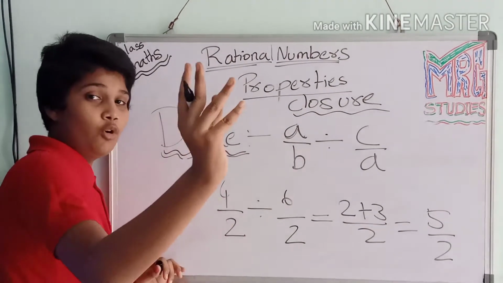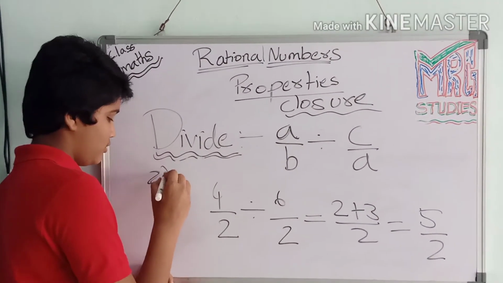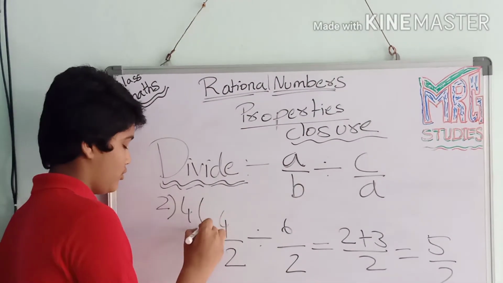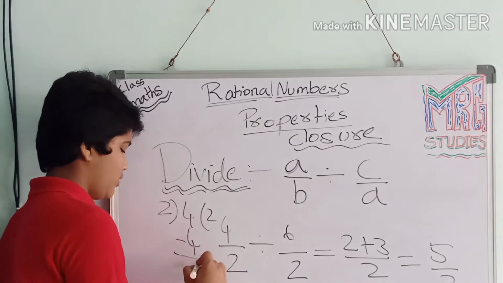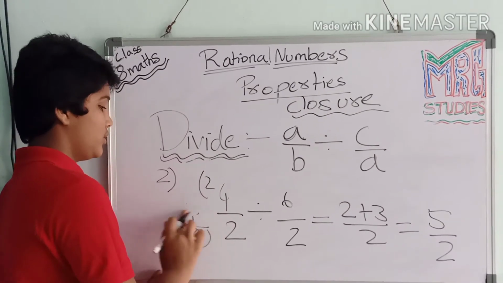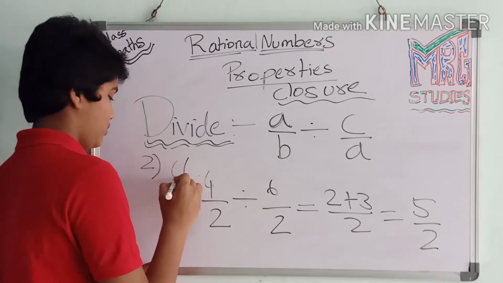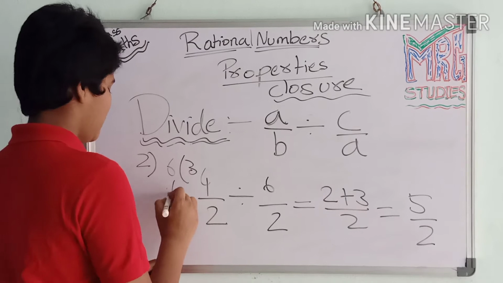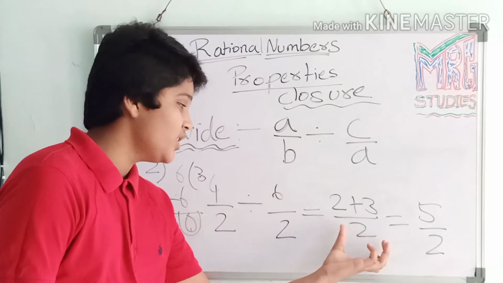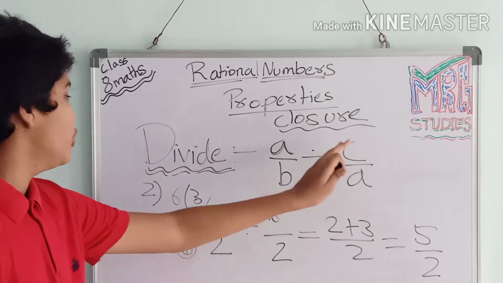First we will divide with 4. 2 twos are 4, so we got here 2. Now we will do with 6. 2 threes are 6, so we got here 2 and 3. So 2 plus 3 is 5, and by 2, 5 by 2. So this is the answer when you do the closure property in division.